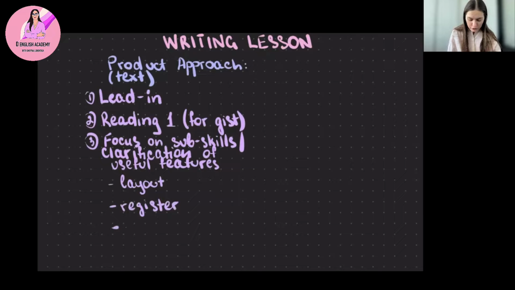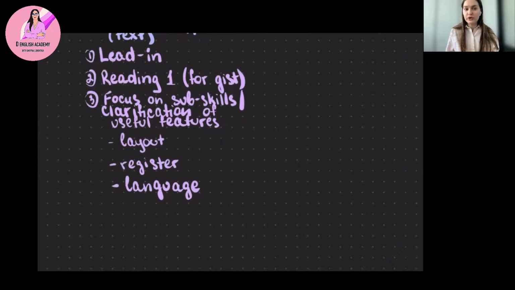Then this could include language, for example, some linkers you want them to use if they are writing a recipe, so they would need to use linkers to show what comes next. For example, first of all, then after this, finally. So these are the linkers that they would need to successfully complete the task. This is what you can focus on, other things as well here.